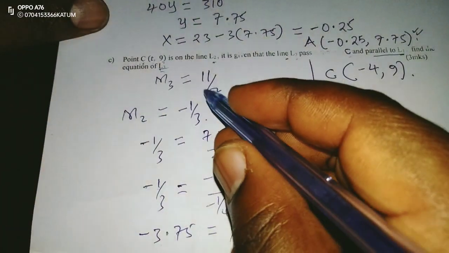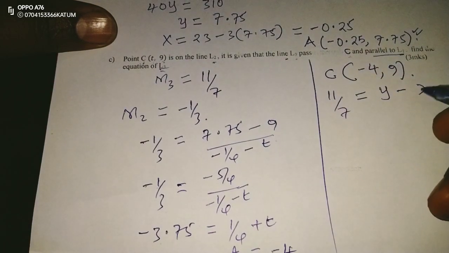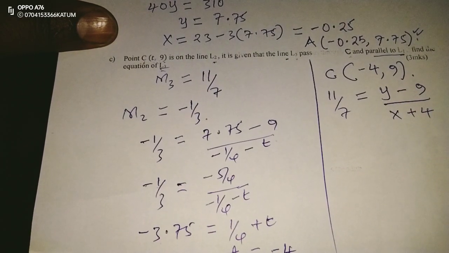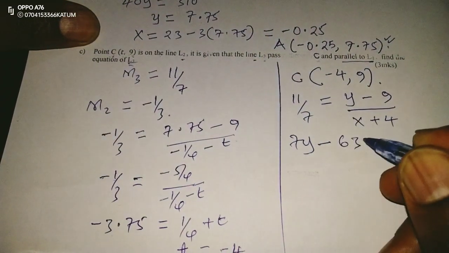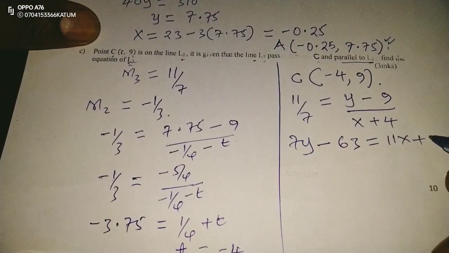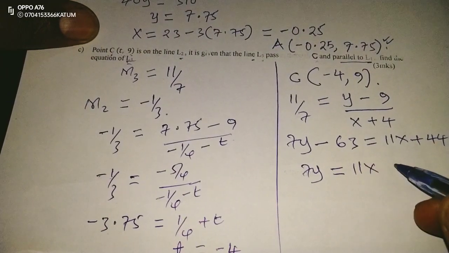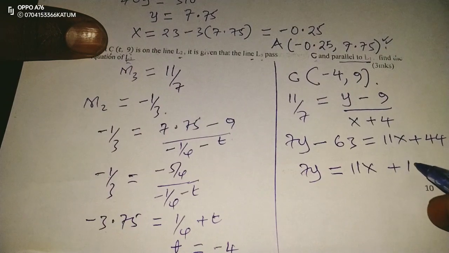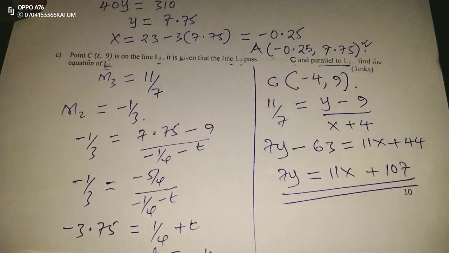And remember, we are finding the equation of L3. We already have the gradient as 11 out of 7. This will be expressed as y minus 9 out of x minus negative 4, making it positive. So this becomes 7y minus 63 equals 11x plus 44. So 7y equals 11x plus 44 plus 63, giving us 107. Now that the format had not been specified, we can leave it at that point.